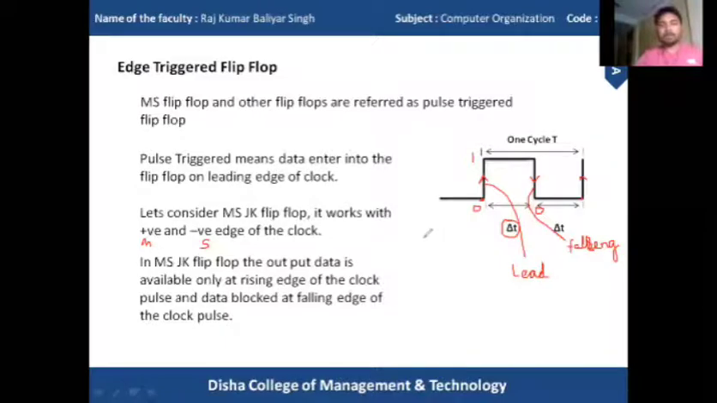If I have a flip flop and this flip flop only receives the data when the clock is 1, the clock must move from 0 to 1, or I say that is the leading edge or rising edge. Then only the flip flop is ready to receive the data. Clear?